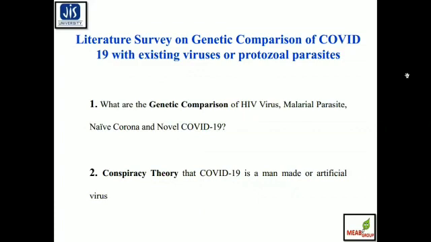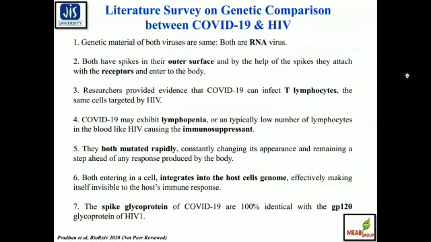There are 2 subjects. One is the genetic comparison of HIV virus, malarial parasite, MERS, corona, and novel COVID-19. Secondly, the conspiracy theory that COVID-19 is a man-made or artificial virus. These questions are the major concern of this entire project.